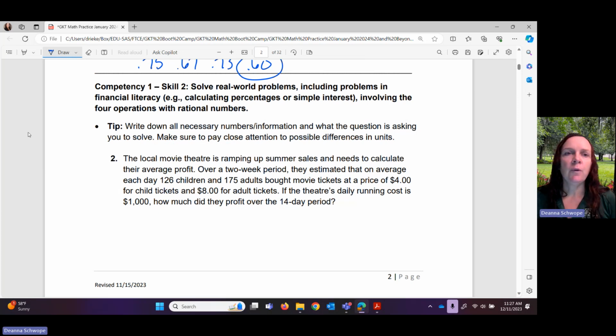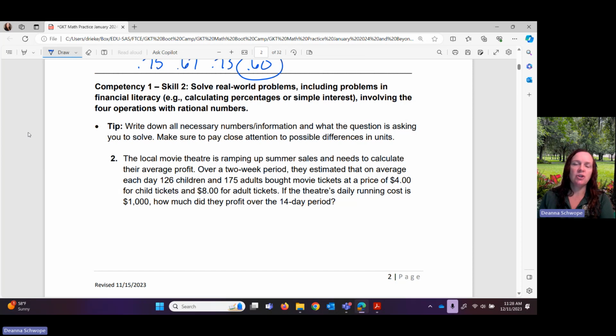For competency 1, skill 2, solve real-world problems including problems in financial literacy, calculating percentages or simple interest, involving the 4 operations with rational numbers. So one tip for this, write all necessary numbers, information, and what is the question asking you to solve. So basically when you read the question, write everything down, get it off of that computer screen and onto your scratch paper in front of you. And then you can kind of only focus on that.